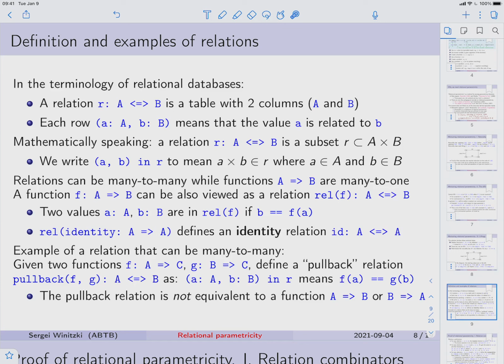So because functions f and g are arbitrary, for any f and g we can have this pullback relation. Some functions f and g will define a many-to-many pullback relation, no longer one-to-many or many-to-one. So this pullback relation in general will not be equivalent either to a function of type A to B or to a function of type B to A.